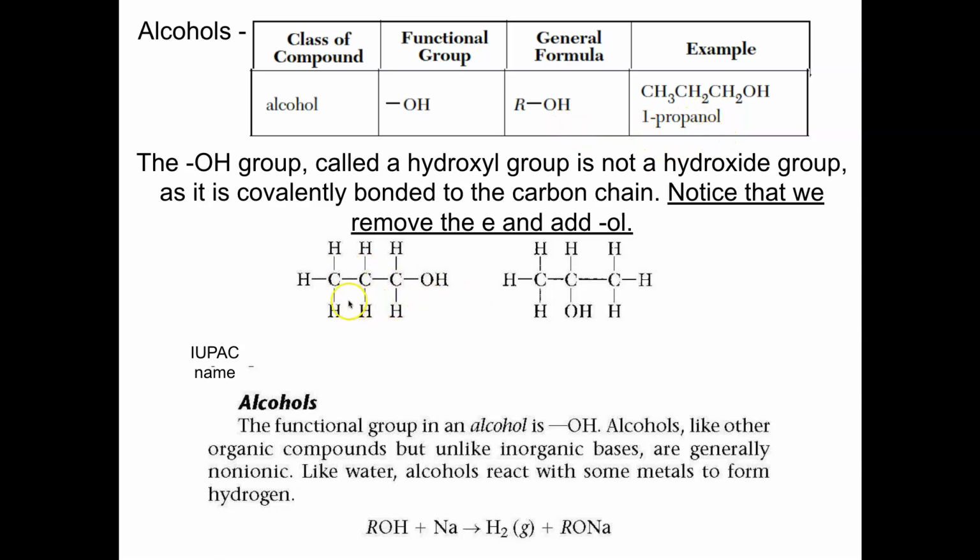Okay, so here are some examples. 1, 2, 3, that's a prop. The OH group makes it an alcohol, so it's propanol, and it's on the first carbon, so that's 1-propanol. This is the exact same chemical formula. And by the way, this is an isomer, same exact molecular formula.